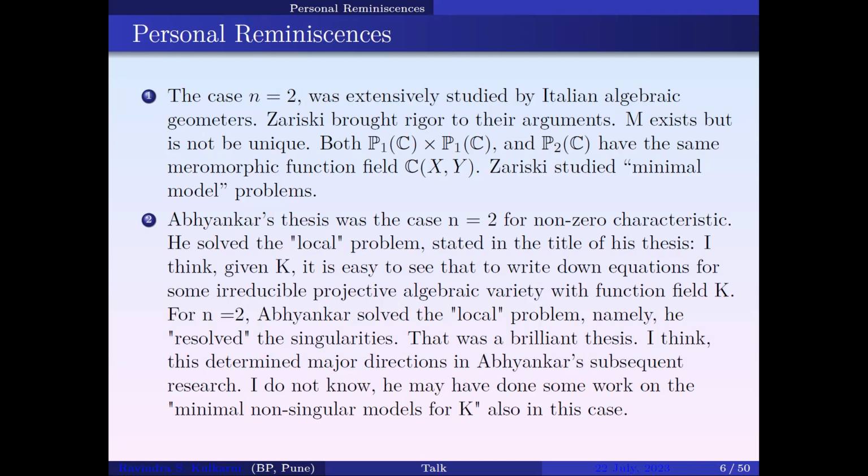So for n equals 2, Abhyankar solved a local problem, namely he resolved the singularities. So you get some algebraic variety, but it has singularities, and there is some local procedure to resolve the singularities. And that was a brilliant thesis. I think this determined major directions in Abhyankar's subsequent work. I do not know, he may have done some work on the minimal non-singular models also, like Zariski. But probably the experts may know whether he accomplished anything in that, or whether it is worthwhile pursuing that direction.